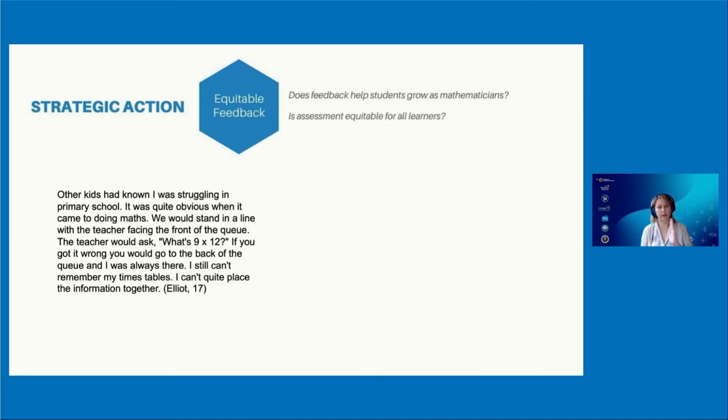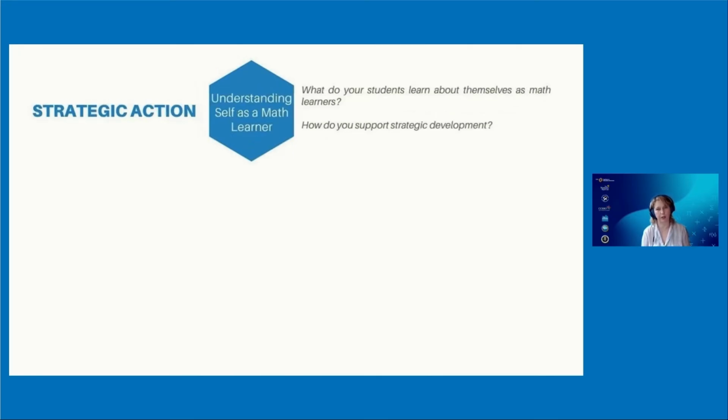So I was thinking about this line where the kid goes in the back, they haven't memorized it. That's not fair if memorization is part of his disability. Elliot, with dyslexia, has trouble memorizing things like that. Does he really need to be put in the back of the queue?